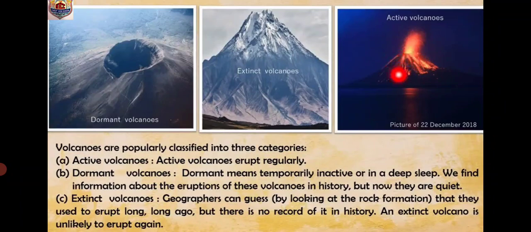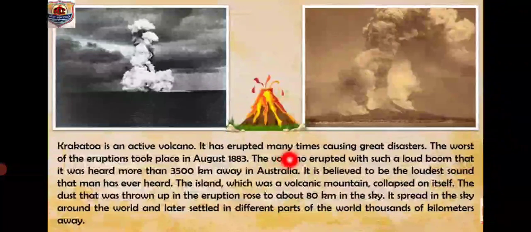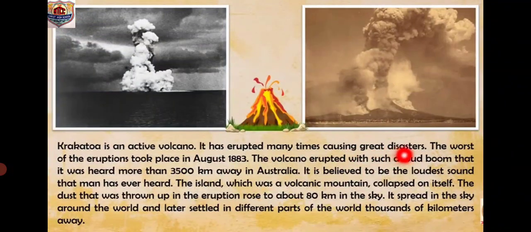Now see, an active volcano cracks, opens and flows out with fire. Alright, children, Krakatoa is an active volcano. Out of those three, it's an active volcano. It has erupted many times, causing great disasters. It has burst out many times and caused great disasters. The worst of the eruptions took place in August 1883.